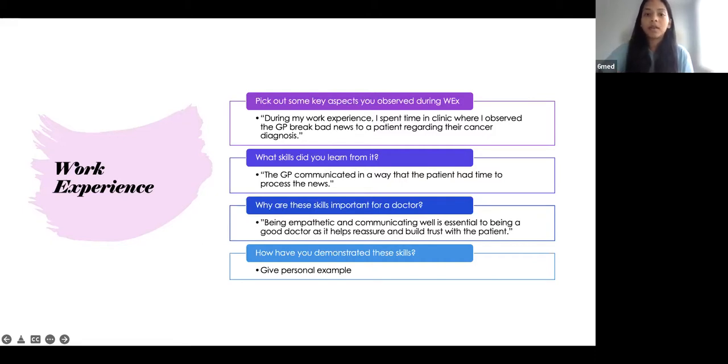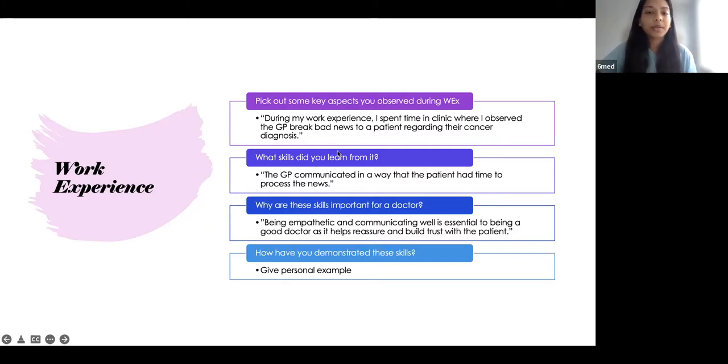in your personal statement. So something like, during my work experience, I spent time in a clinic where I observed the GP break bad news to a patient regarding their cancer diagnosis. Notice that I haven't included any patient identifiable information here. We don't know whether the patient's male or female, what age they are, what type of cancer they have. I'm being quite generic, and that's just for confidentiality purposes. So be really careful when you're discussing specific examples from your work experience if they are medical.